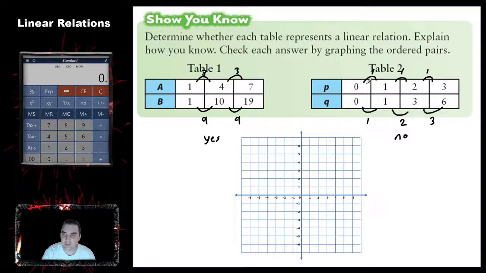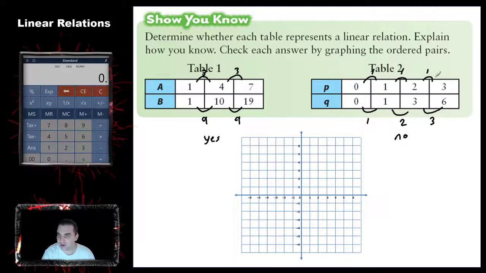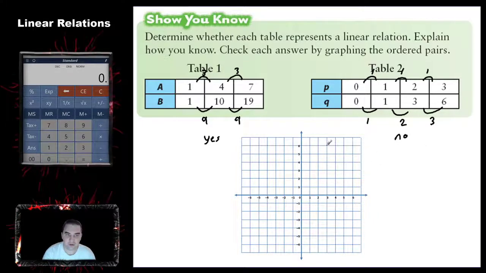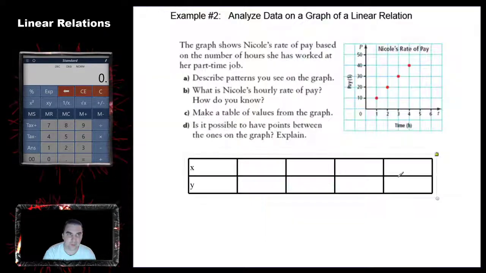The next one, table 2, goes 1, 1, 1, and then 1, 2, 3. So for every one change in P, it doesn't reflect the same increase in Q. So when we plot them, it will not be linear. So yes, linear for table 1, no, not linear for table 2.